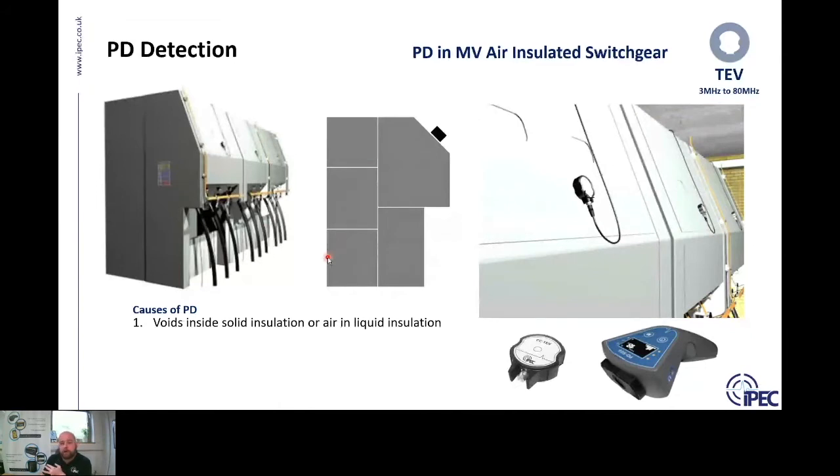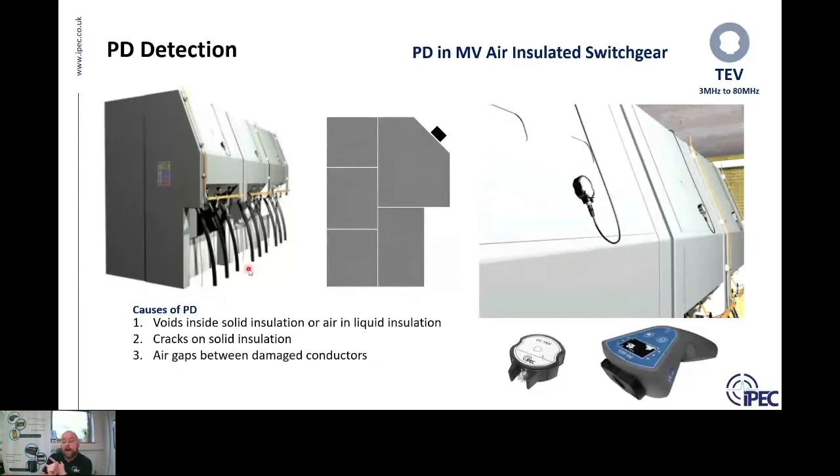So if you've got a compound filled cable termination, or a solid piece of insulation with a void inside, that's where we can find PD. It could be a crack on the solid insulation, maybe damaged during installation, maybe damaged at the factory, so you could get a physical crack on that.